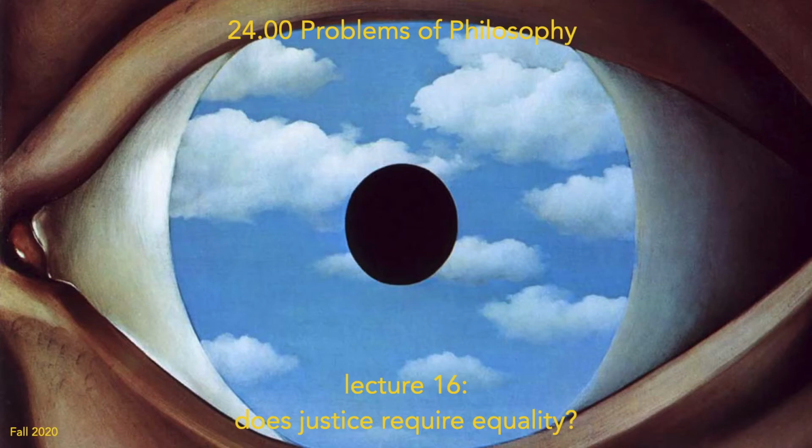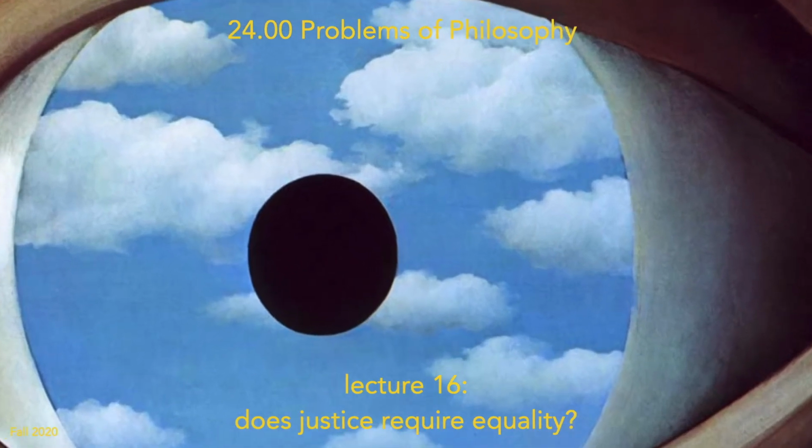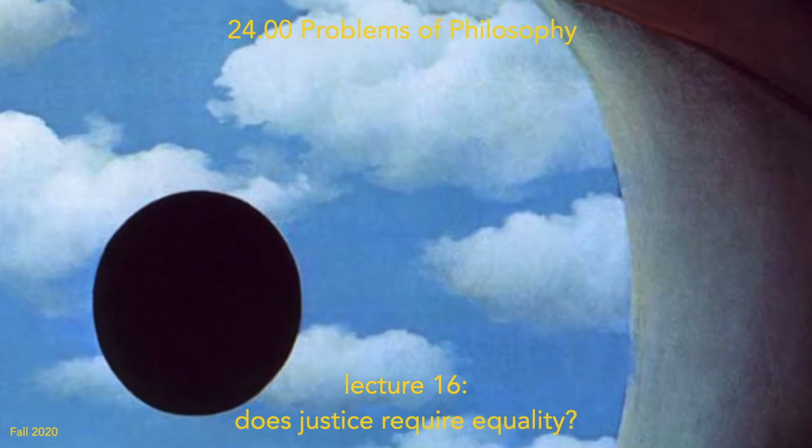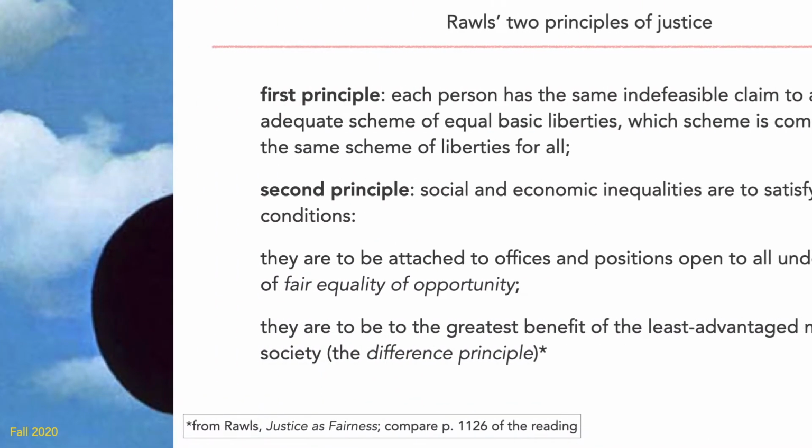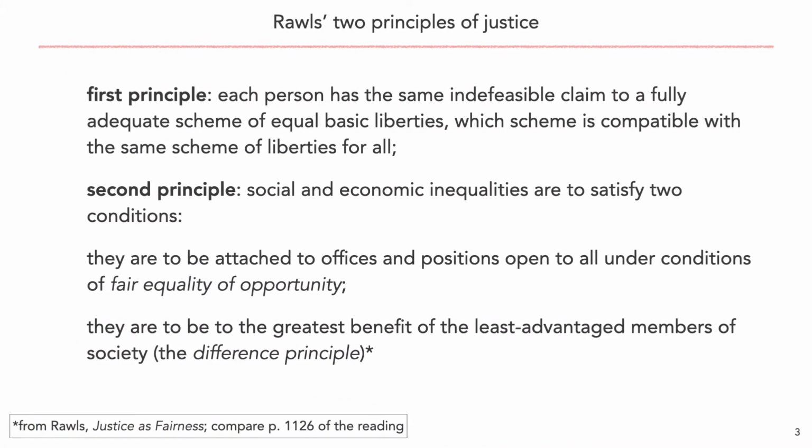Lecture 16, continuing with the question, does justice require equality? Recall Rawls's two principles of justice. First principle, each person has the same indefeasible claim to a fully adequate scheme of equal basic liberties, which include political liberty like the right to vote, freedom of speech and assembly.